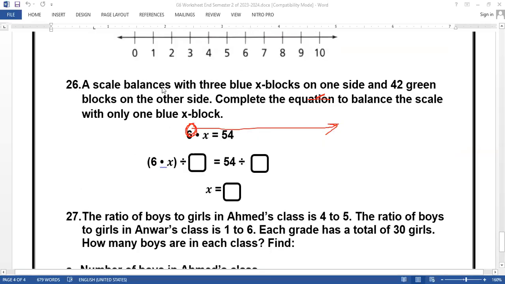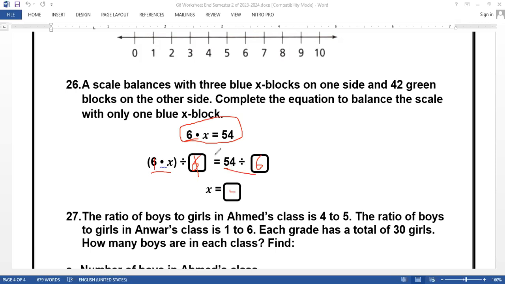A scale balance with 3 blue X blocks on one side and 42 green on the other side. Complete the equation to balance the scale with only one blue X block. Here, 6x equals 54. So because it's multiplied, I divide by 6. Why do I divide by 6? Because here it's multiplied by 6. I want x alone. So I divide by 6. This will be cancelled with this. X will be alone. 54 divided by 6 equals 9.